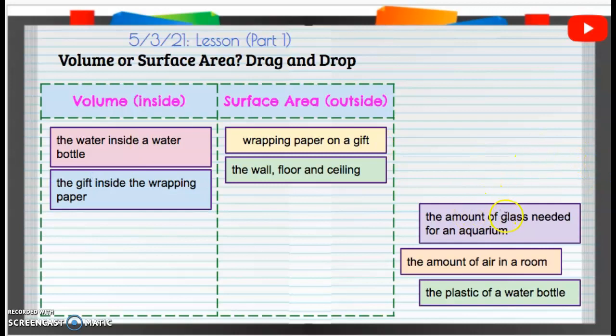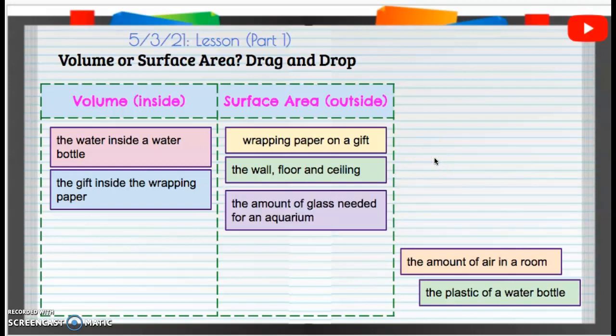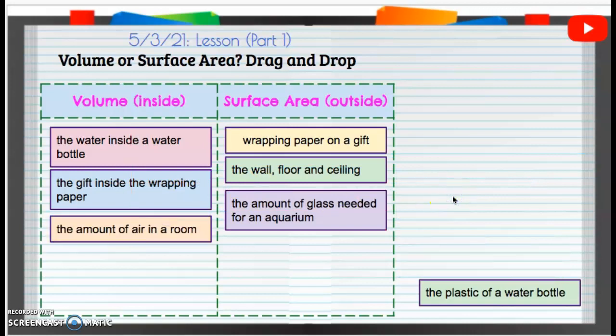The amount of glass needed for an aquarium. So glass is going to cover the outside. So that's going to be surface area. Glass is going to be outside, surface area. The amount of air in the room. So the air in the room is going to be the volume, the inside, the space it takes up.